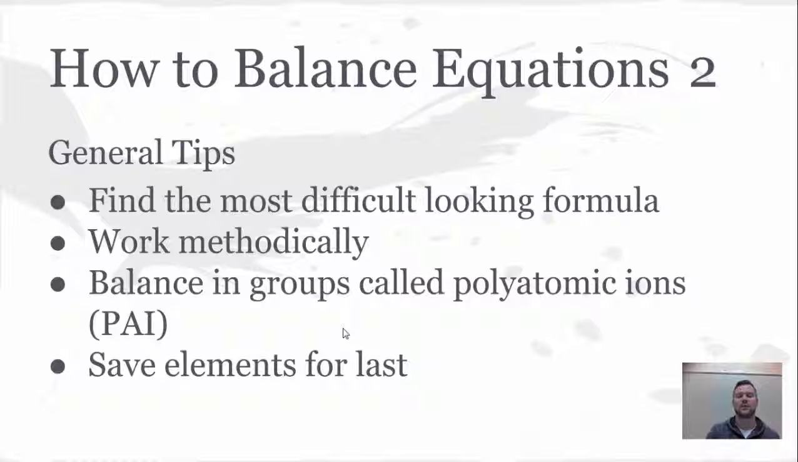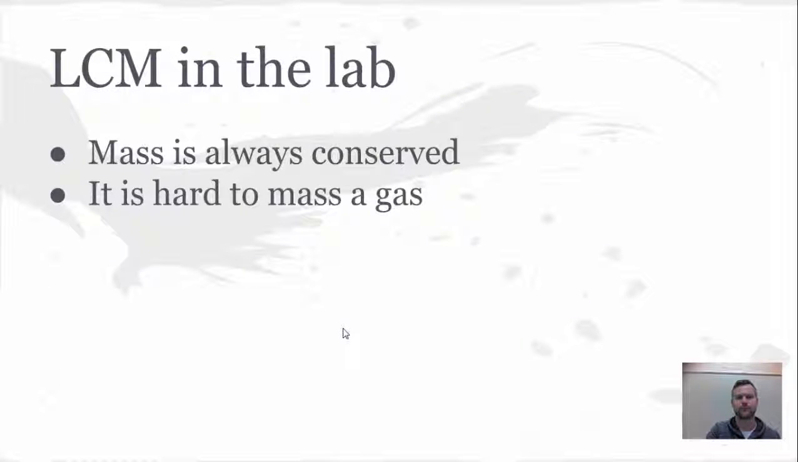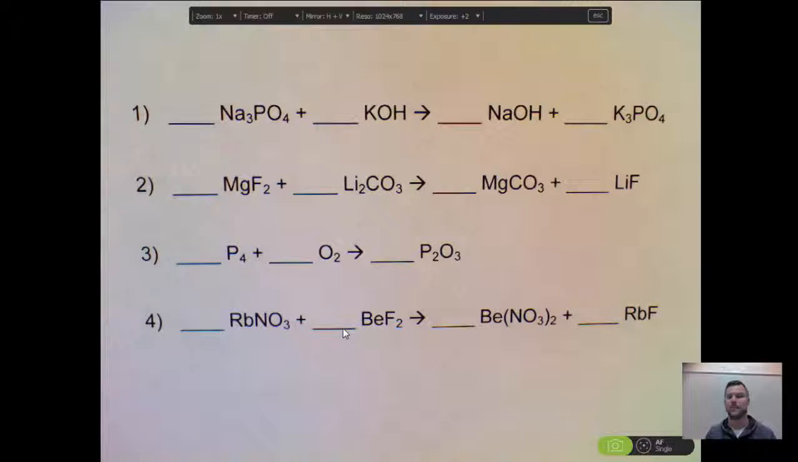You're going to want to try to balance in groups if possible. So there are these things called polyatomic ions, such as nitrate, NO3, that you can balance on the left side of your arrow and on the right side of your arrow. That's helpful. And finally, save elements for last. So I'd like to show you some examples of this.